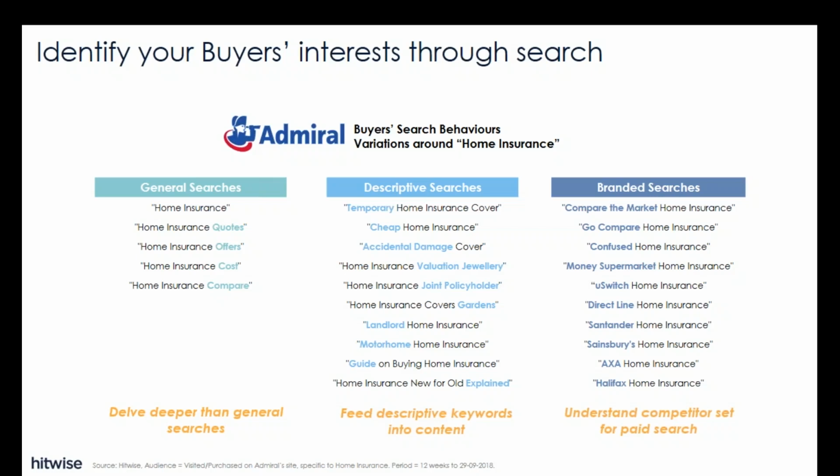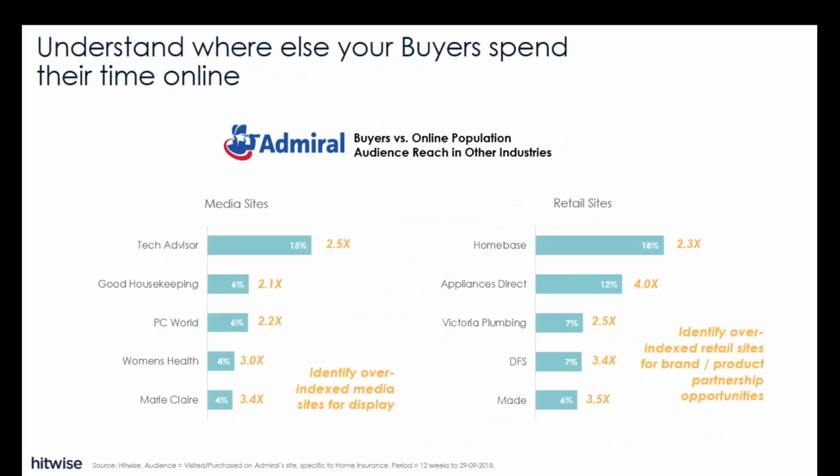And finally, a third digital behavioral aspect. I'd also want to know where my buyers spend their time online, not just when it's related to financial sites. And this information could help inform my display and also my partnership strategy. So in the above chart, we're showing two different metrics here. We're looking at audience reach as well as index. So in other words, how my buyers are more likely to visit these sites compared to the general online population.